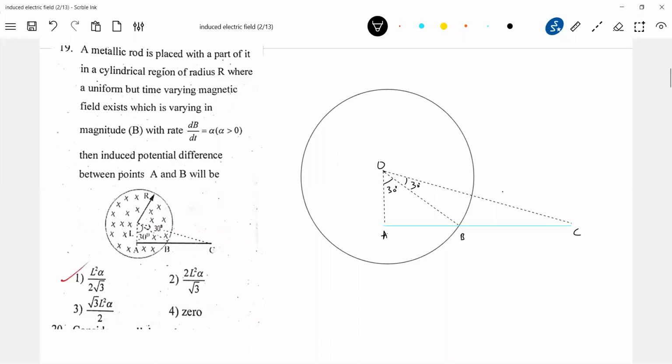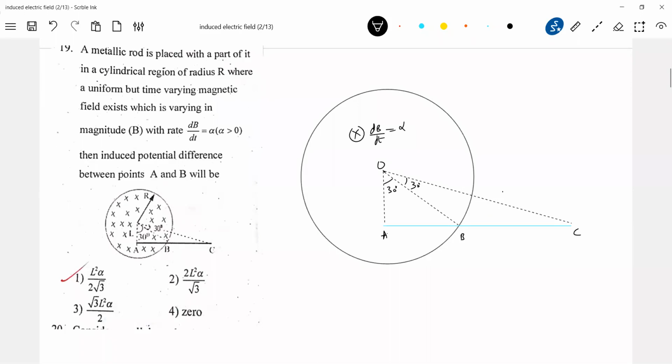And B bar is everywhere into the plane. So instead of showing it everywhere, I'm just putting it at one point. So this dB by dt is alpha. Let's begin with the problem. How to calculate only this AB?